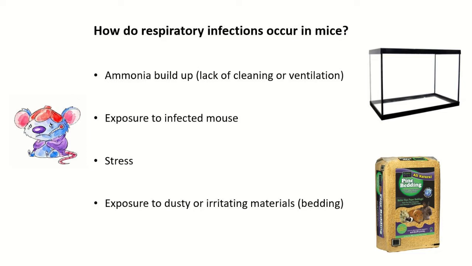Ammonia buildup is usually caused by a lack of cleaning or not enough ventilation. Usually with mice, you're going to want to clean them at least once a week, maybe even a bit more than that if you have males or multiple females.